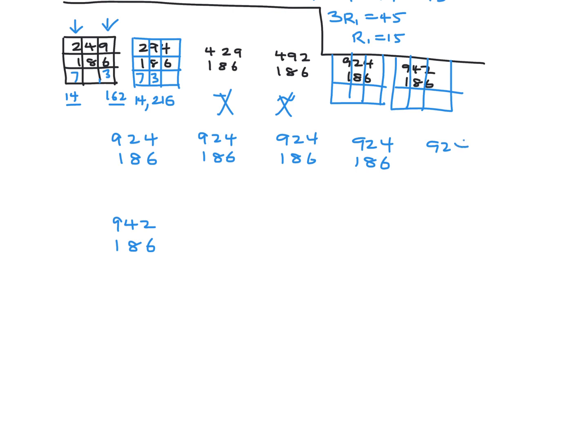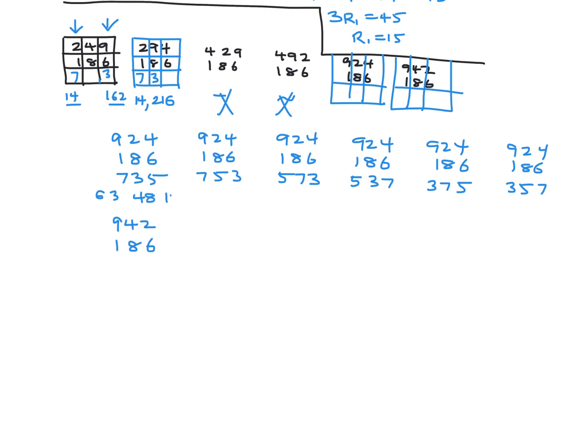So 924, 186, 924, 186. Okay, so then now let's put in the 357. So we got 735 or 753. We got 573 or 537, 375 or 357. Okay, and then you look at the column products. So it'll be 63, 48, and 120.